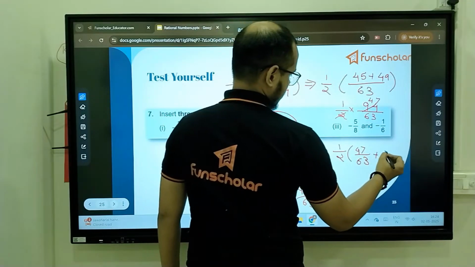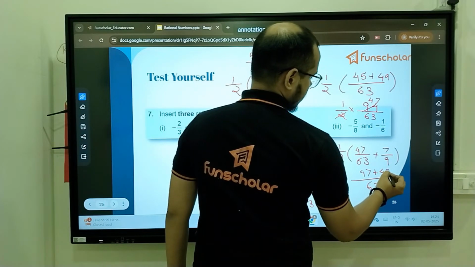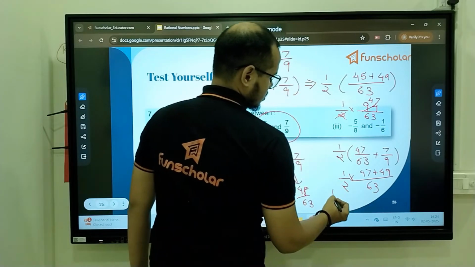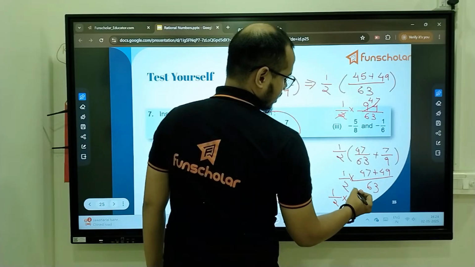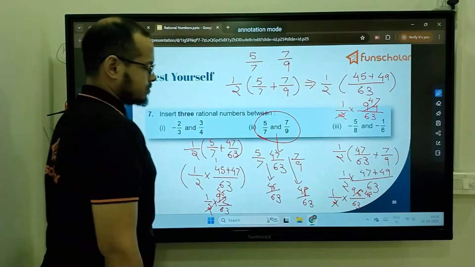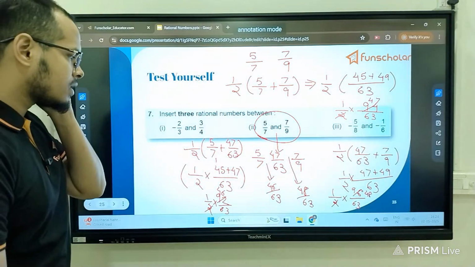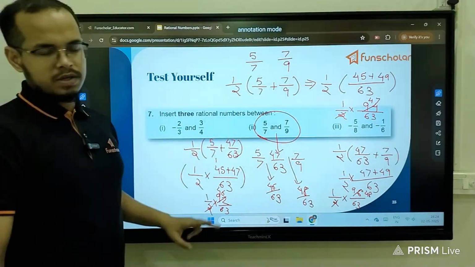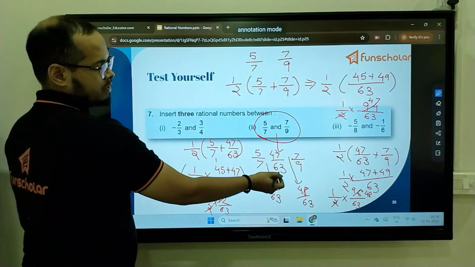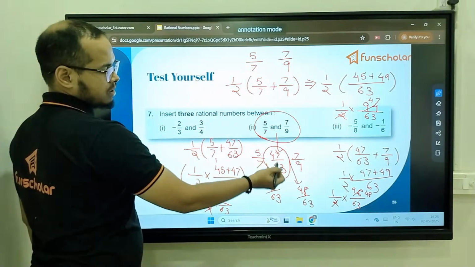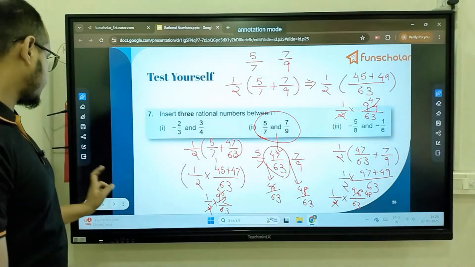Half of 47 by 63 plus 7 by 9 gives 48 by 63. So we have found three rational numbers between 5 by 7 and 7 by 9. I hope you understood this. I did nothing, I just averaged. First I added 5 by 7 and 7 by 9, then divided by 2, and found the middle number. Then I averaged the first and the middle number, and found an answer. Again, the middle number with the last number, average, answer found. It is that easy.